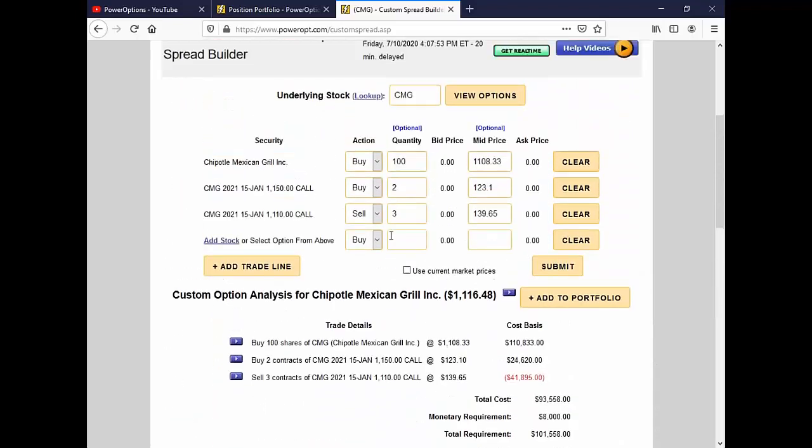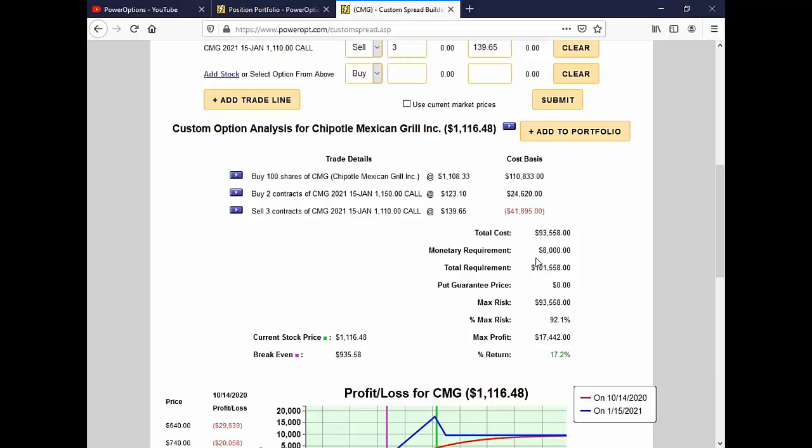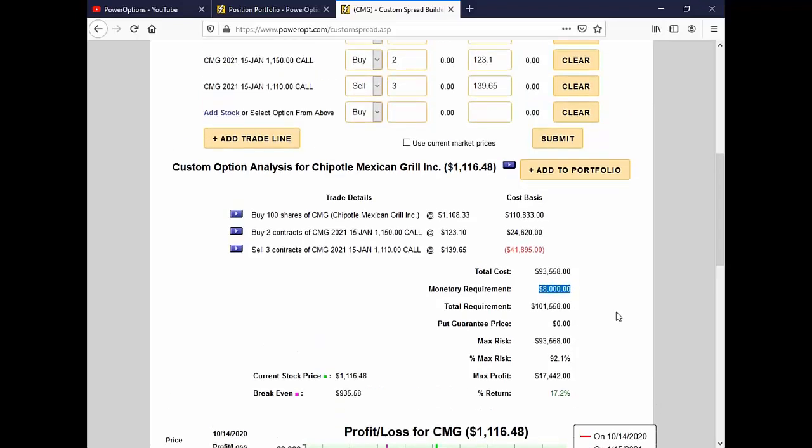Now, am I saying that this is the best one? No. What I'm saying is you probably want to keep the cost down for that long option. You could buy something further out of the money, but then that's going to start to affect the monetary requirement. Where did this $8,000 monetary requirement come from?